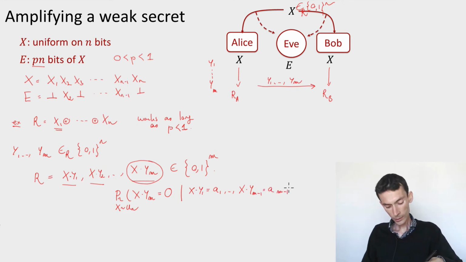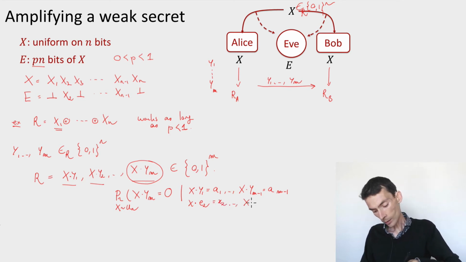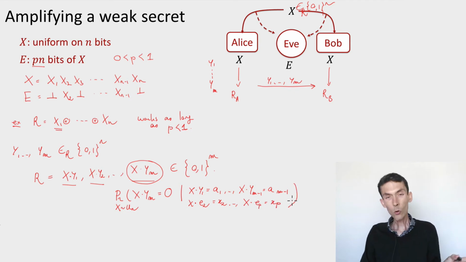And we also have as side information x dot, in the case of my example, e2, where e2 is the vector that just has a 1 in the second position, equal to a certain value, x2, and then we have p of these. So that's all the information that's available to the eavesdropper if it's trying to predict the last bit output by my procedure, given the m-1 previous bits and the side information that it has stored previously in E. Now, what is the distribution of this?